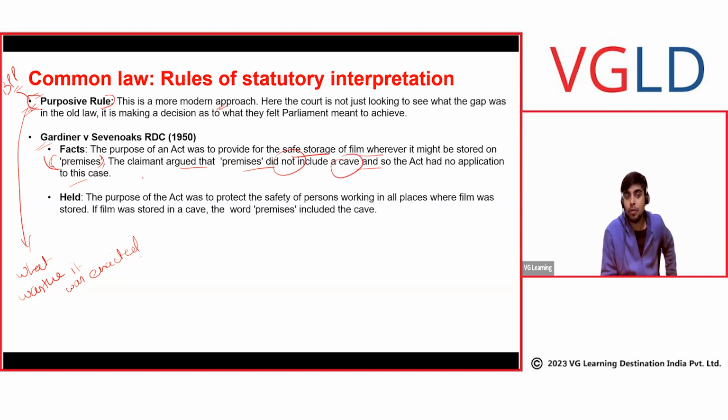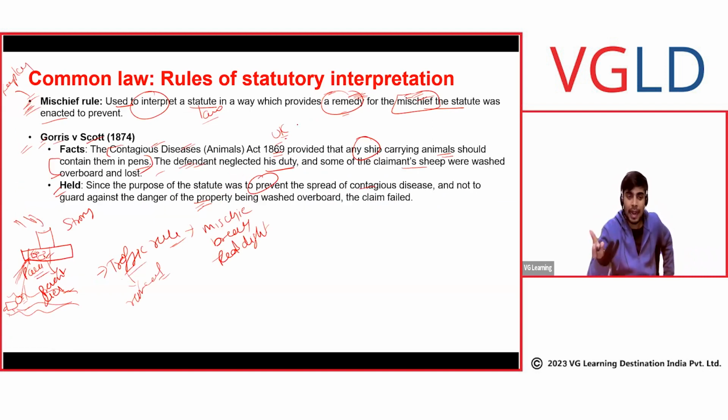Because of that, the films actually got destroyed. They argued that a cave is not a premises, so the person should not be held guilty. But as per the purposive rule, looking at the intention of the lawmaker in creating safety against damage to property, they said no, it was to protect the safety of persons working in all places where film was stored, and this does not exclude this cave. So again, this is similar to the mischief rule: what was the act originally created for.